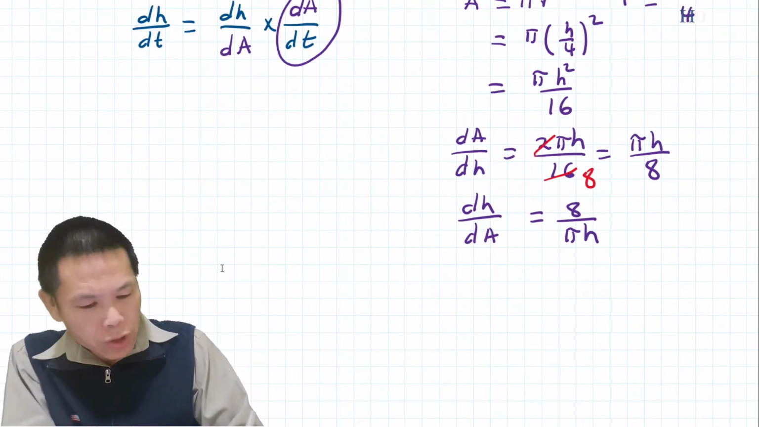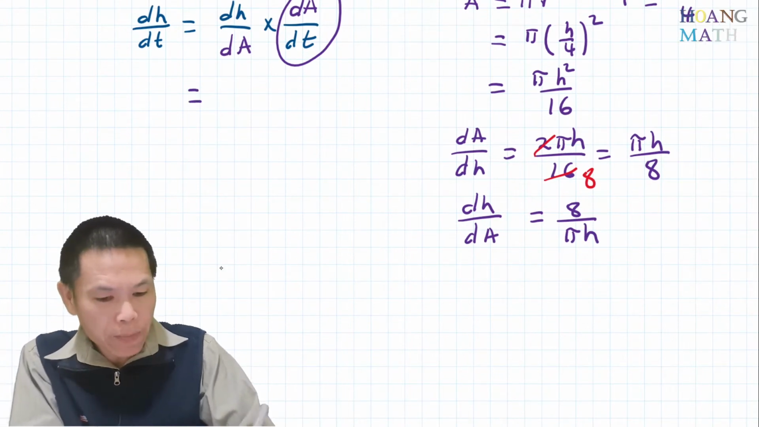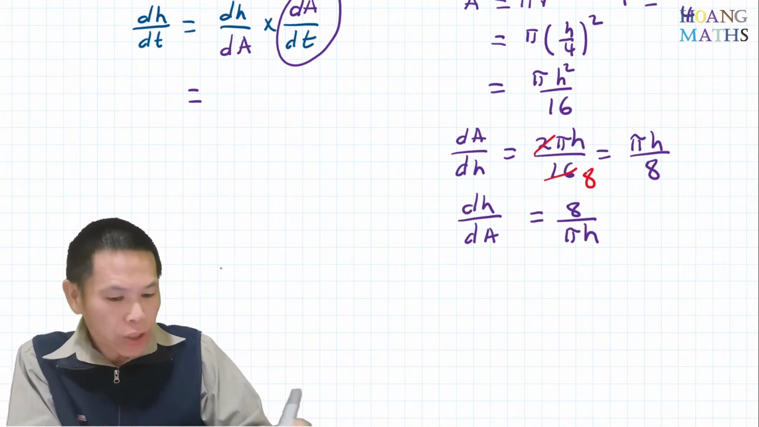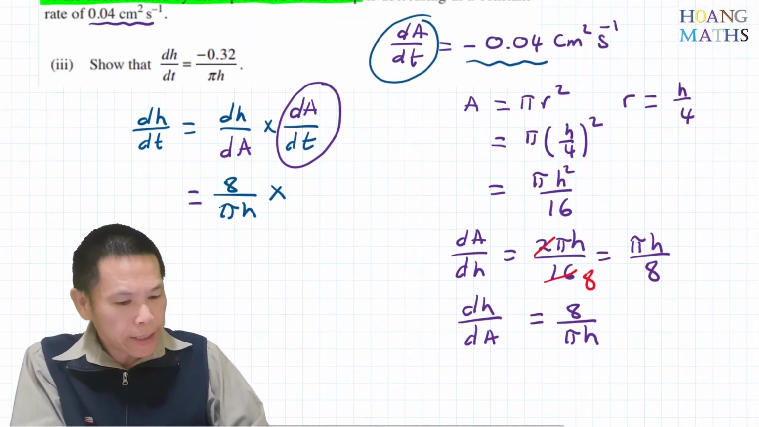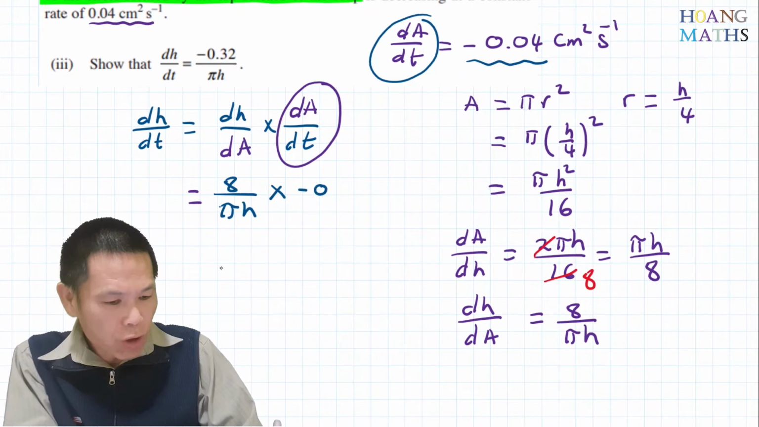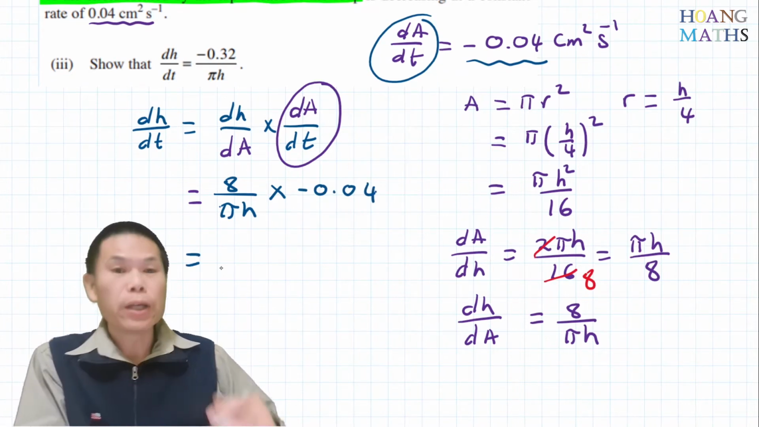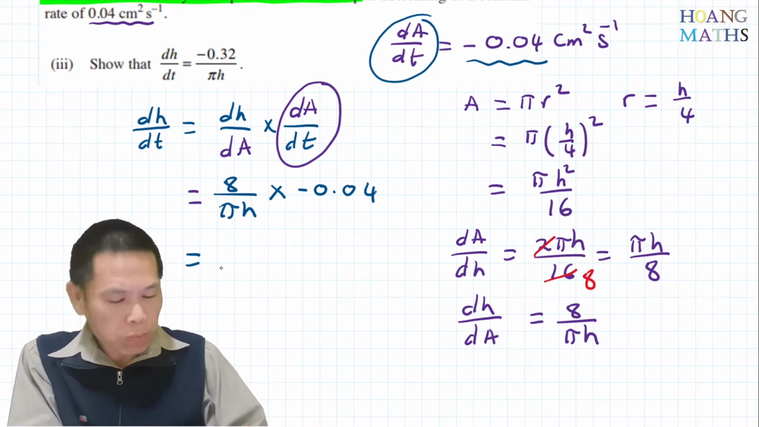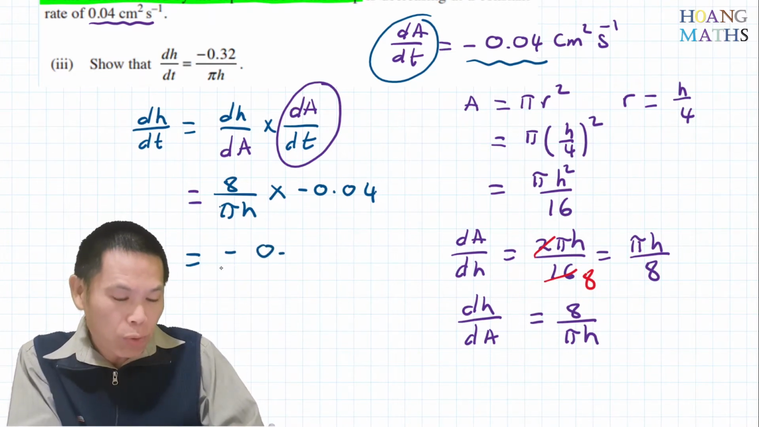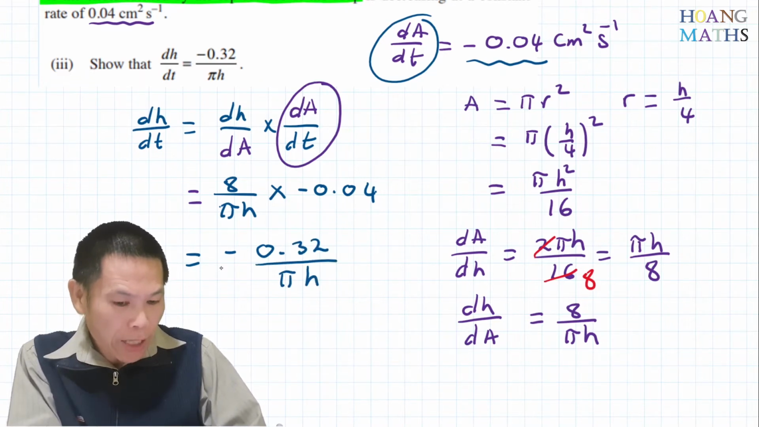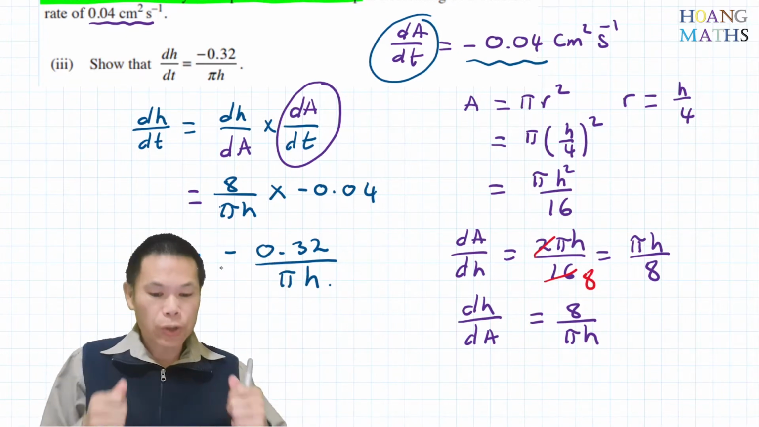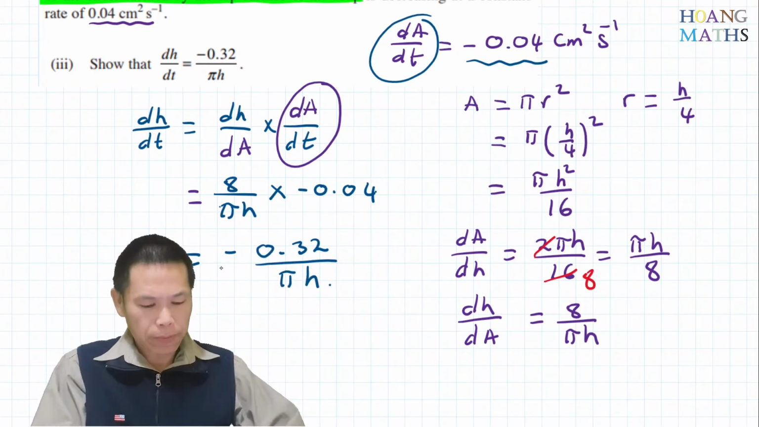Now we just substitute back into this equation here. So dh/dt is equal to 8 over pi h, and we times dA/dt, which is negative 0.04. So 8 times 4 is 32, and with 2 decimal places, that means negative 0.32 over pi h. There you go. So that is dh/dt.